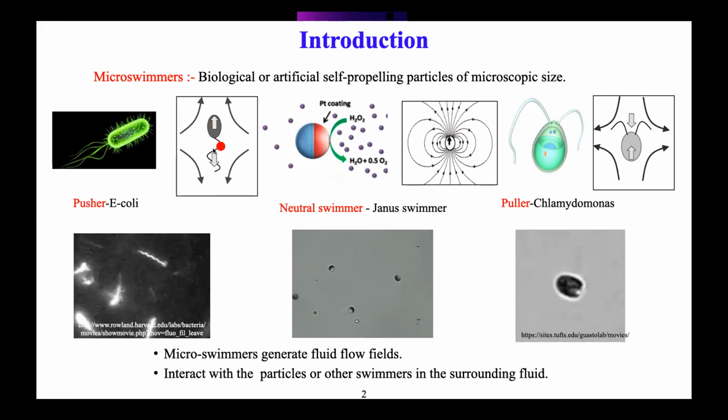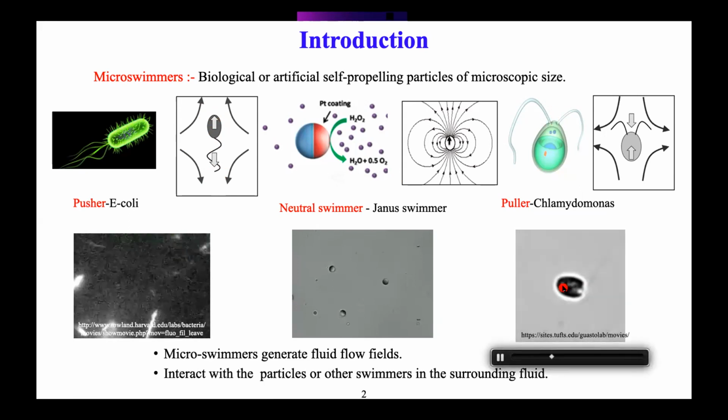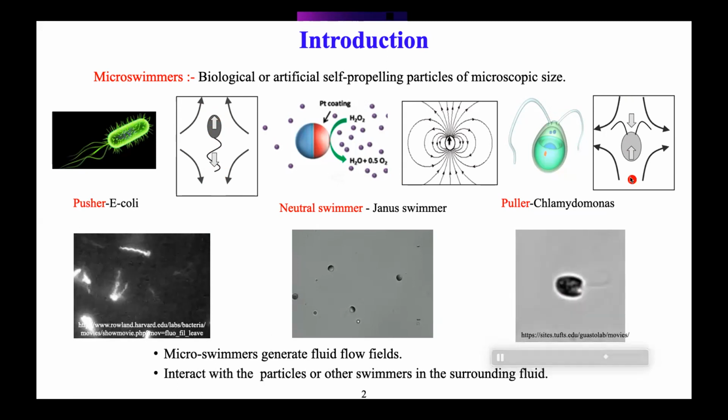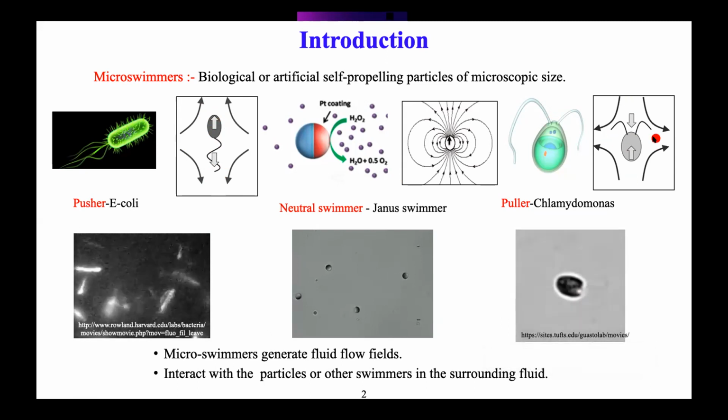So it generates a flow field, which is similar to what is shown in this picture here. On the other hand, pullers are organisms like Chlamydomonas. It generates thrust in front of its body using these cilia, and it swims through the fluid by taking the fluid from front and back and then ejecting the fluid through the side. So the flow field that a puller generates would look similar to what is shown here in this picture.